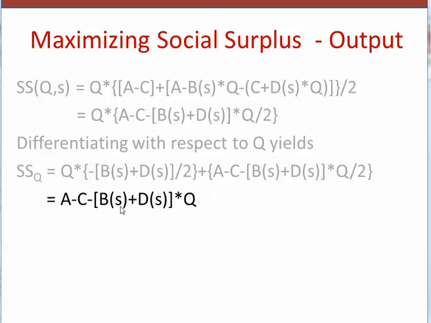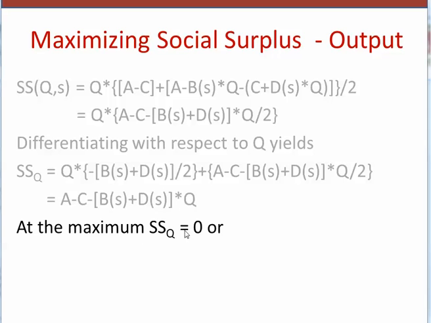And now you can clean this up. You have the A minus C part over here. You have the minus B of S plus D of S over 2 part both times. And since it's over 2 and you've got it twice, now you've got it without the over 2 part over here. So that's the derivative.